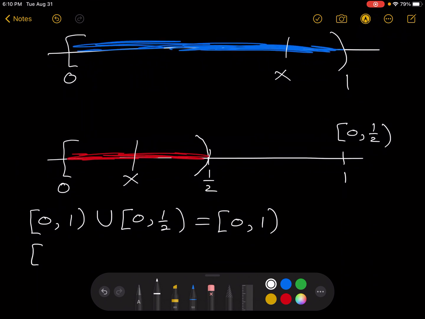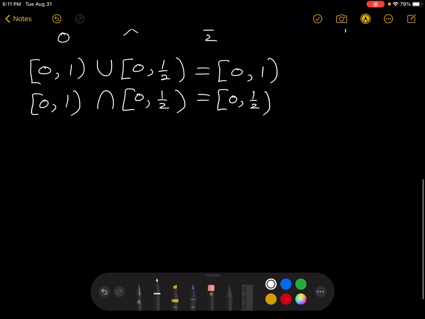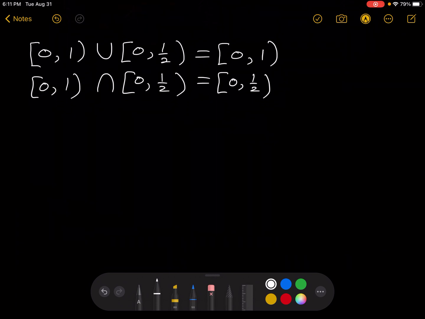And now, what do we get when we look at the intersection? The intersection, the stuff that's common to both, is just the red. Let's put in 1/2 here. The red is just that part there, so the part that's common to both is just the red. Now with this example in mind, we can look at the infinite union and intersection.